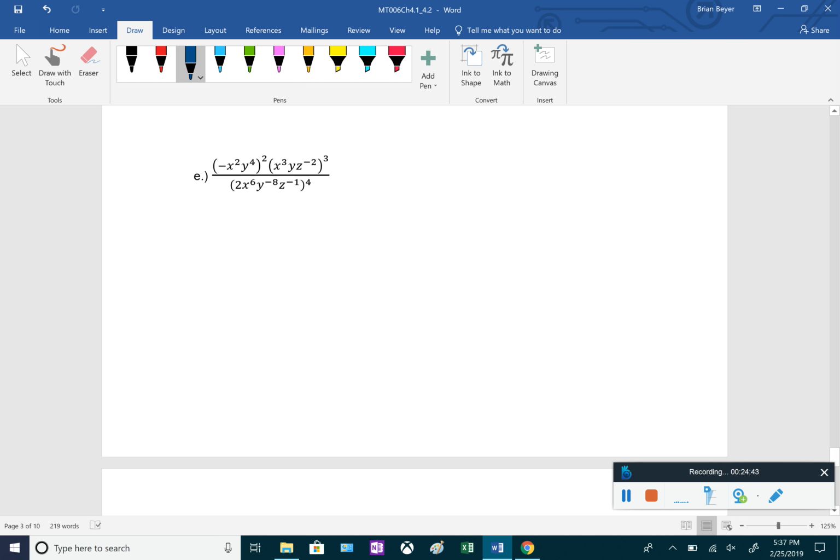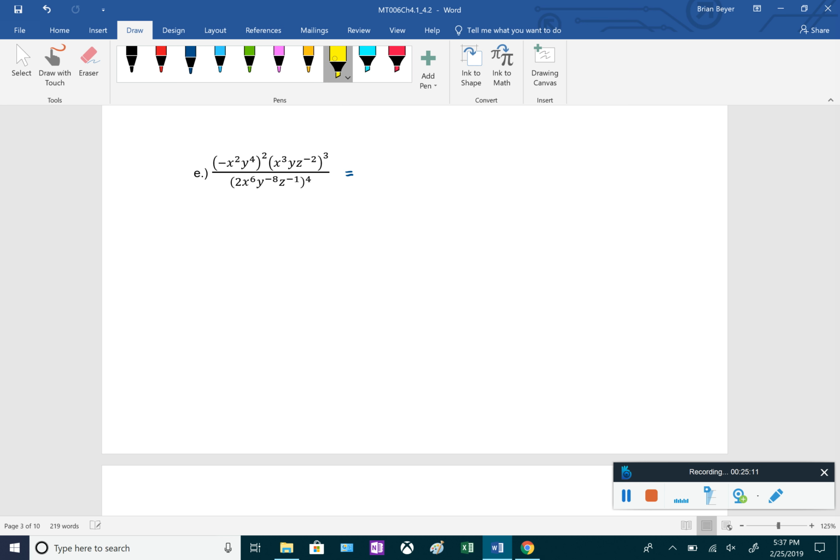Okay, so let's do 2 messy ones here. So we have negative x squared y to the 4th all squared times x cubed y z to the negative 2 all cubed divided by that whole nasty looking denominator. So we kind of have three chunks here, these three sets of parentheses. So let's take care of each one of those first. So for the first one, I'm not going to show every single step here. I'm just going to kind of say it. So kind of bear with me here. I just don't want it to take up too much room.